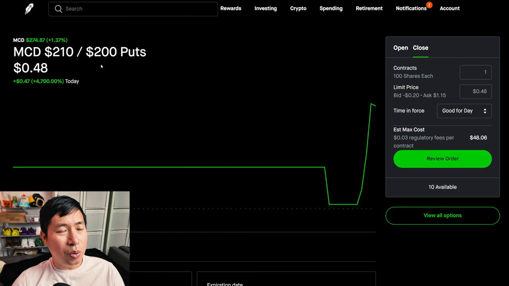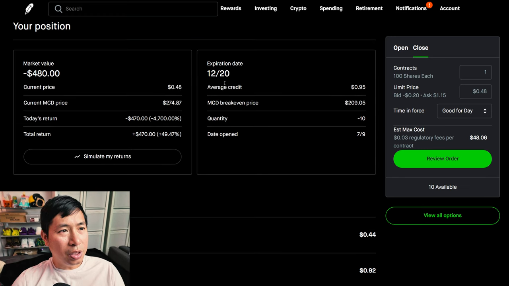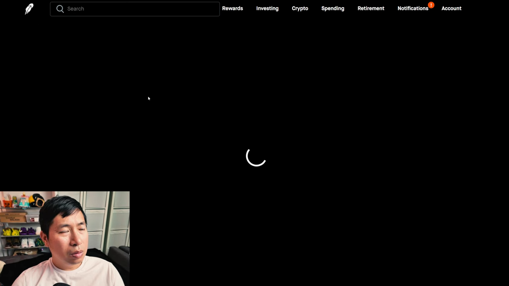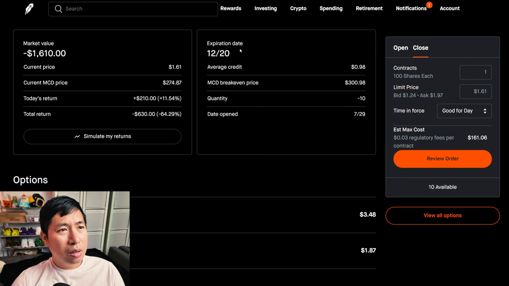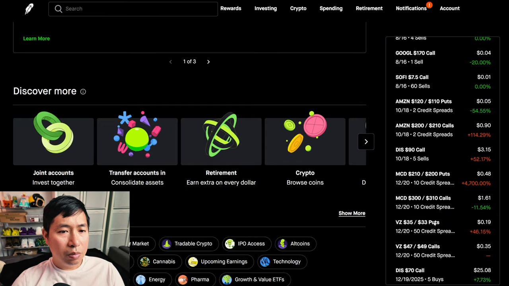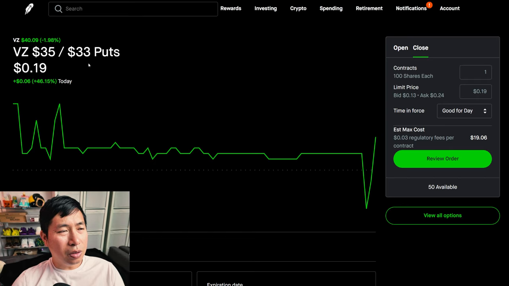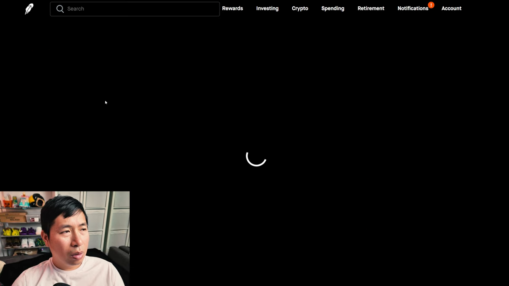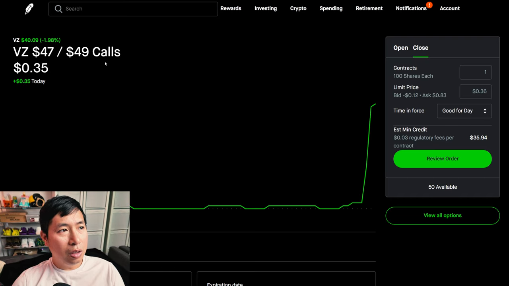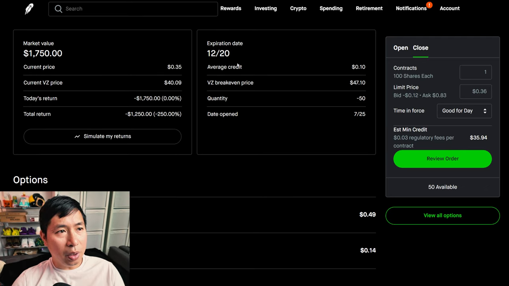I have McDonald's $210, $200 put credit spreads. These expire December 20th. My total return, $470. I have McDonald's $300, $310 call credit spreads. These expire December 20th. My total return, I am down $630. I have Verizon $35, $33 put credit spreads. These expire December 20th. My total return, $403. I have Verizon $47, $49 call credit spreads. These expire December 20th. My total return, I am down $1,250.